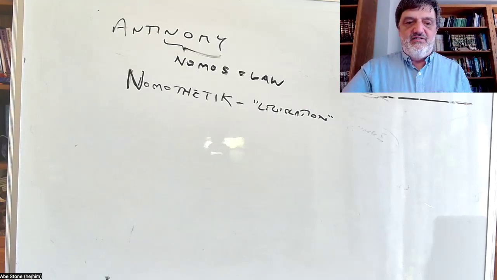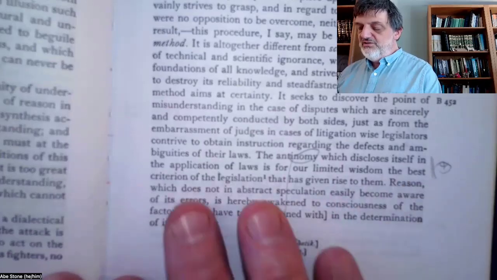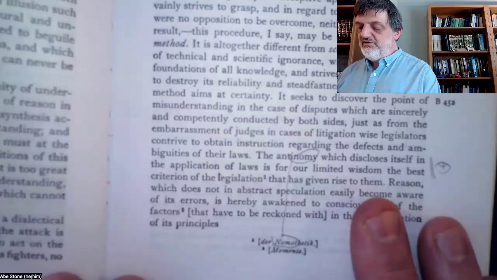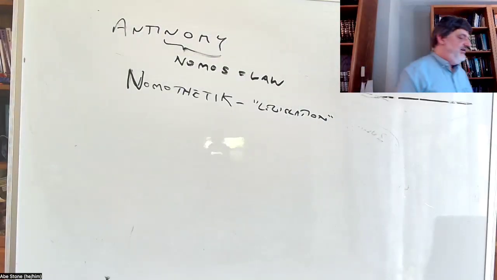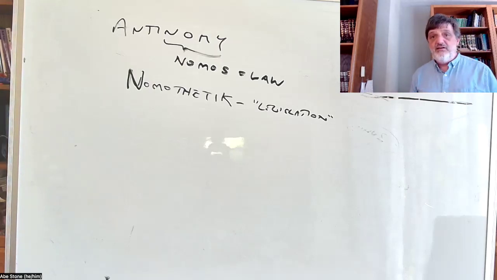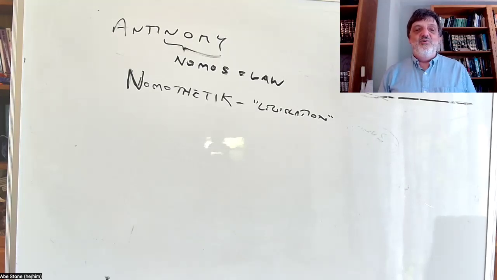Wait, let me finish reading the quote before I go back to talking about that. The antinomy which discloses itself in the application of laws is, for our limited wisdom, the best criterion of the legislation that has given rise to them. So the analogy here is that if legislators have made a law, and we want to know whether there is a hidden inconsistency in it, then the best criterion is to see whether judges can apply it consistently, or whether in some cases they can provide perfectly good arguments for both sides based on the law.